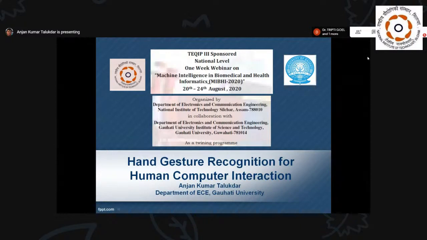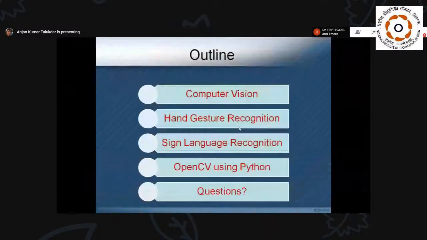So today I am going to present hand gesture recognition for human-computer interaction. So this is the outline of my presentation. First, I will briefly talk about what is computer vision, because some participants may not be familiar with this subject. So I will go through a brief about it. Then I will shift to hand gesture recognition, one of the prominent fields for human-computer interaction nowadays.